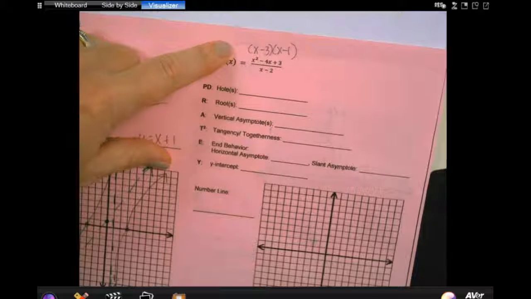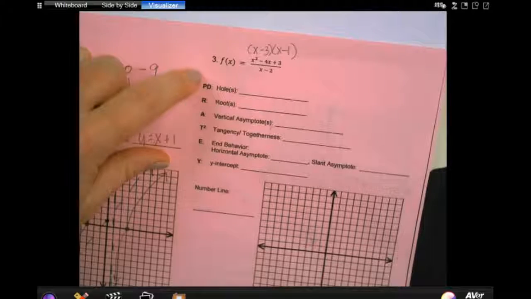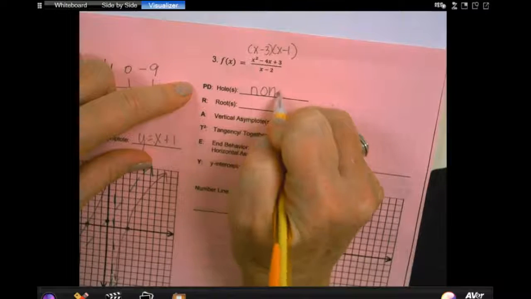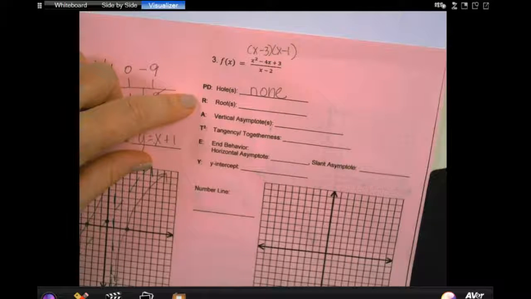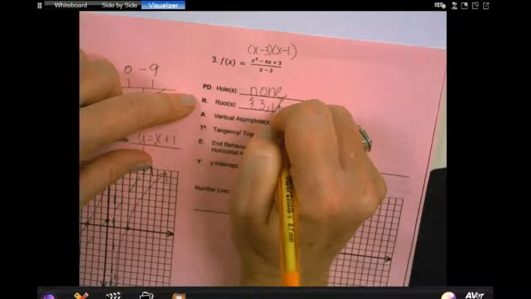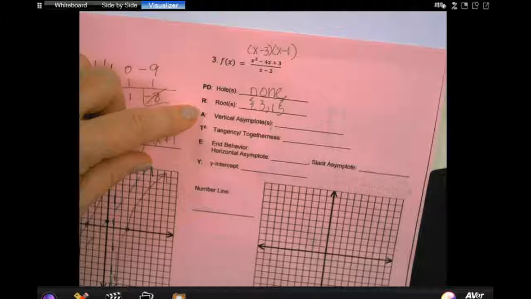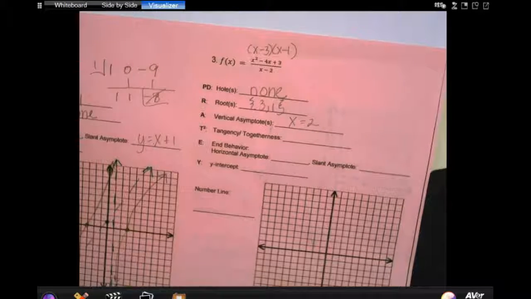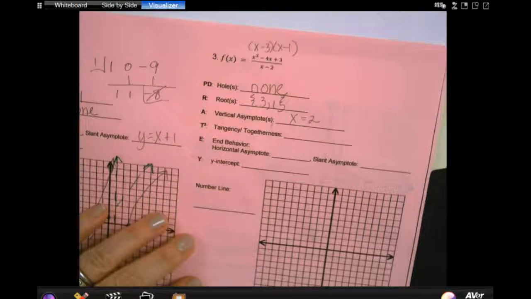So I get x minus 3 times x minus 1 over x minus 2. Does anything cancel? So none. The roots we get from the top, so the roots are 3 and 1. The vertical asymptote comes from the bottom. Do I have any duplicated terms? So no togetherness.